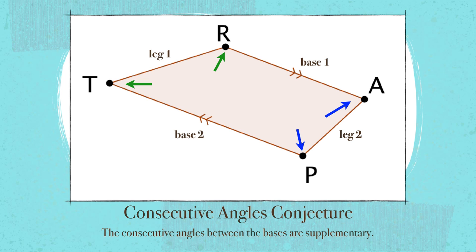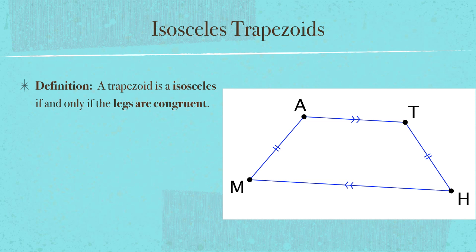The next couple of conjectures deal with an isosceles trapezoid. So for our definition, isosceles trapezoids have congruent legs. So you'll notice in this shape, MA and HT are my congruent legs. MH and AT are my parallel bases.